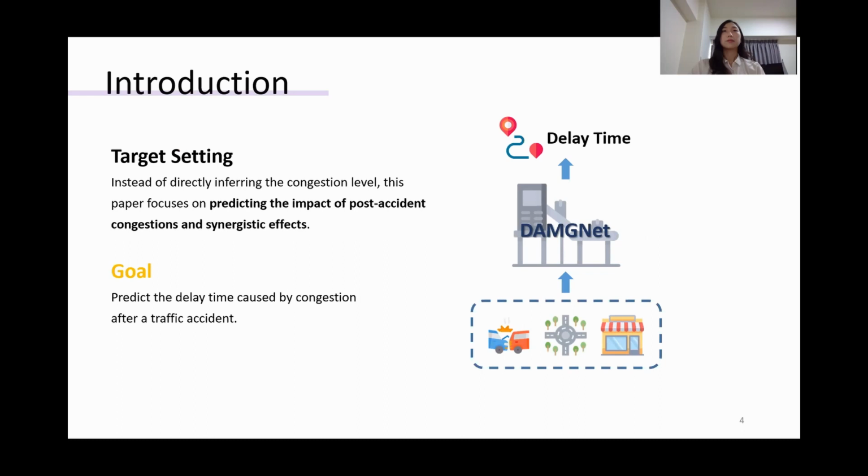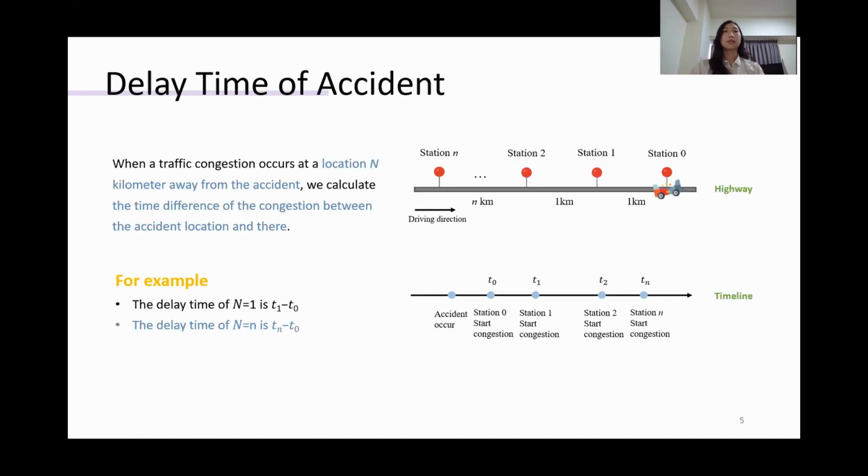Instead of directly predicting the congestion level, we focus on predicting the impact and synergies of post-accident congestion on highways. We would like to use accident and highway traffic information to predict the delay time after an accident. What is delay time? When a traffic congestion occurs at a location n kilometers away from the accident, we refer to the time difference between the accident site and the congestion there as the delay time.